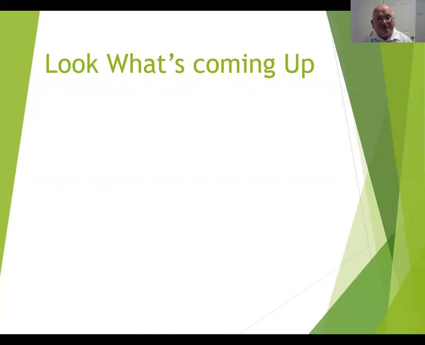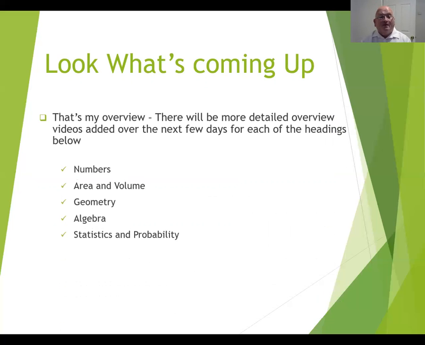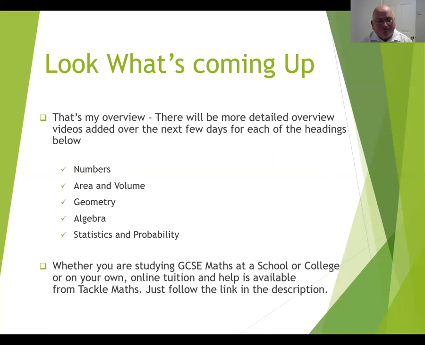Okay, so let's just look at what's coming up. That's my overview of the overview, and there's going to be more overview videos for each one over the next few days. There's the 5 headings again: numbers, area and volume, geometry, algebra, and statistics and probability. That tends to be the order that a lot of schemes of work in colleges I've taught in follow, but when I'm tutoring, I take bits out of each, so no one gets bogged down in any category. But they're the five areas.